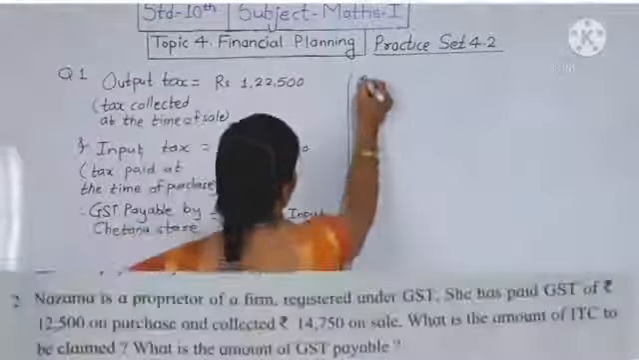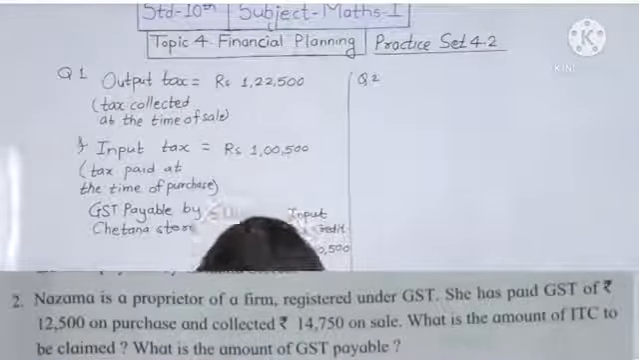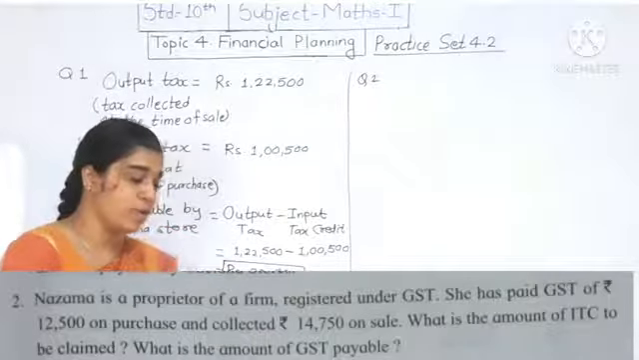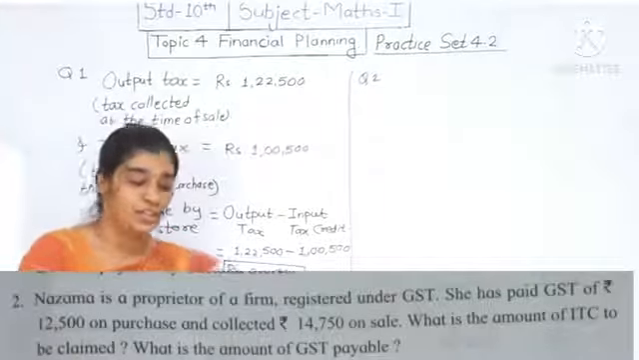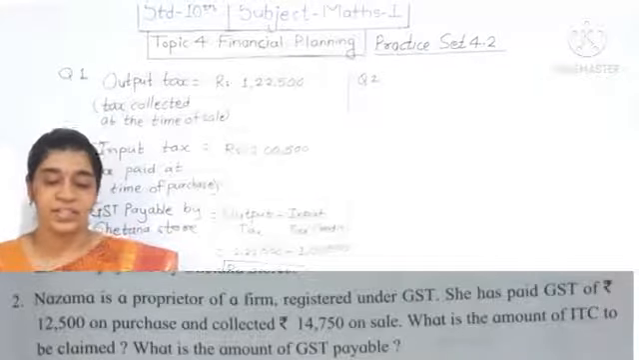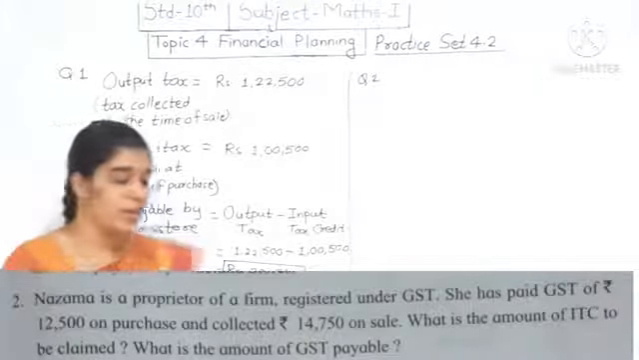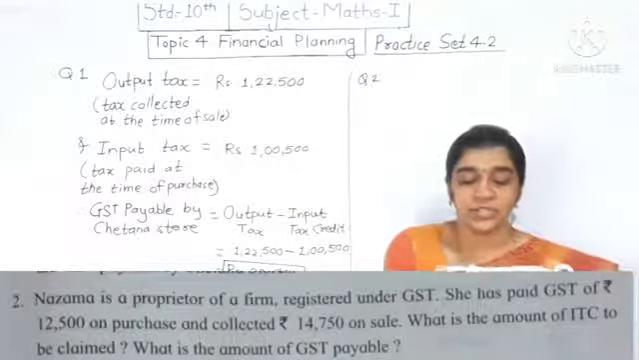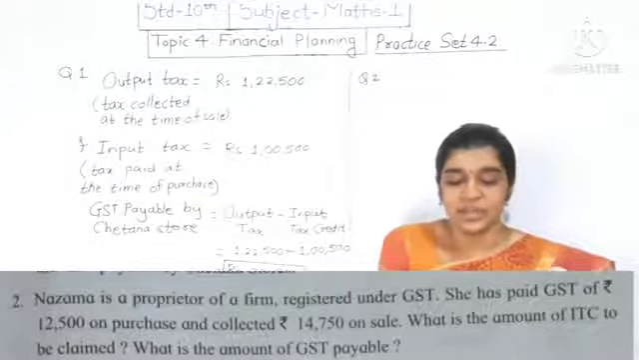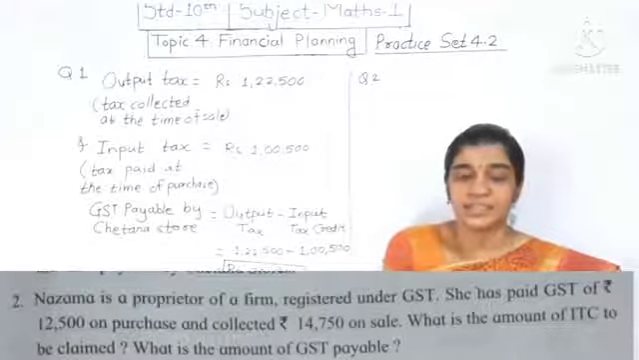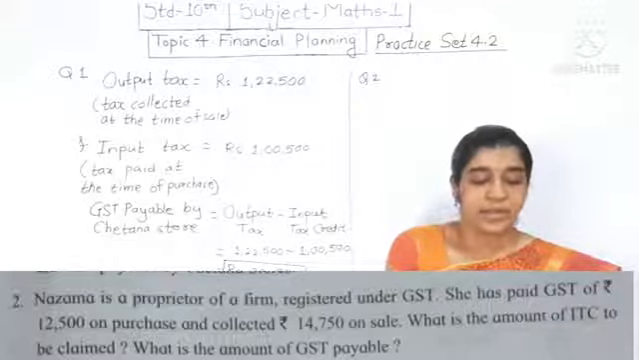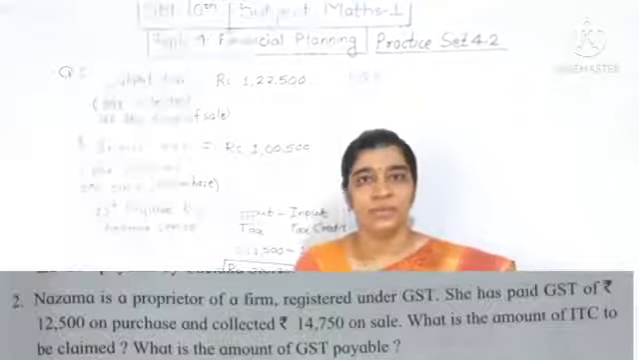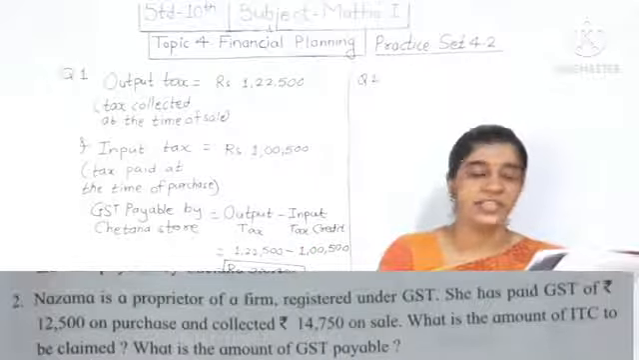Similarly, the second question is there. What is the second question? See. Nazama is proprietor of a firm registered under GST. She has paid GST of rupees 12,500 on purchase and collected rupees 14,750 on sale. What is the amount of ITC, meaning input tax credit, to be claimed? What is the amount of GST payable? We have to find input tax credit and GST payable.